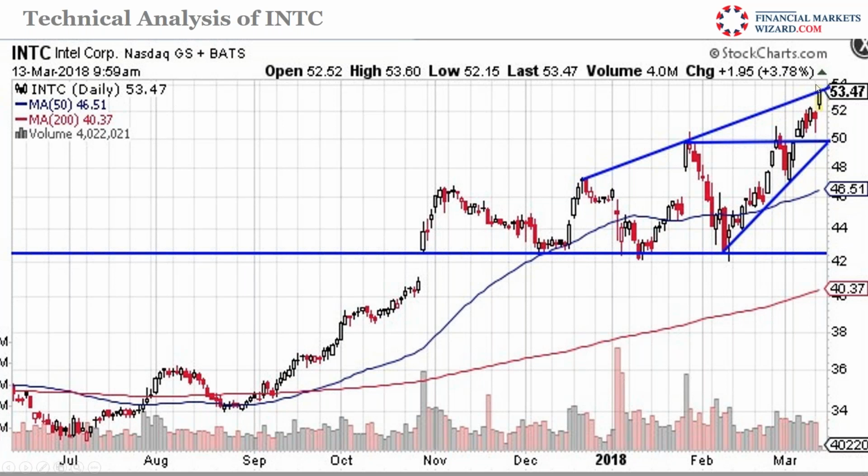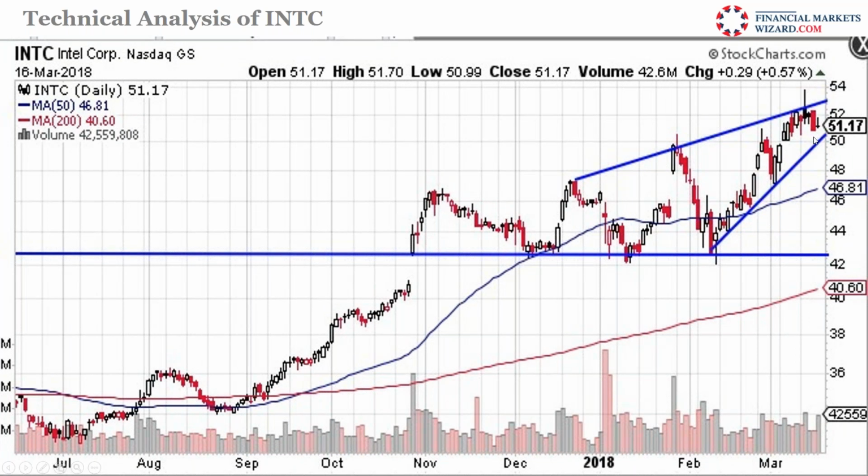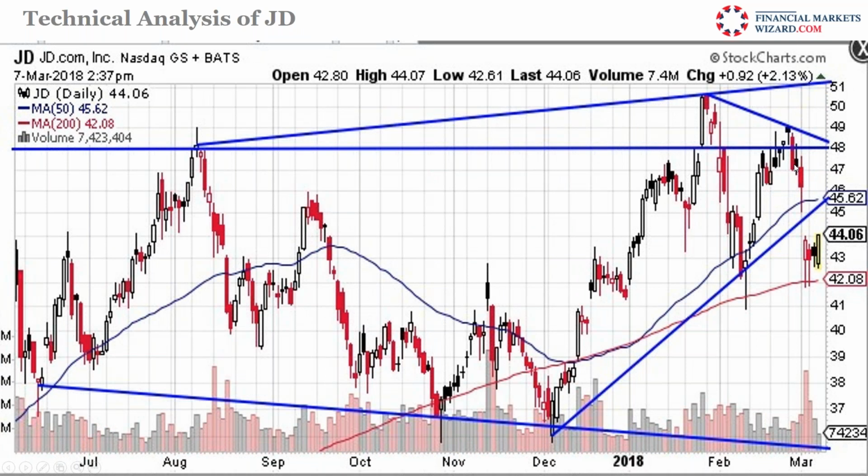Intel is trying to break. So this is the resistance line. It bounces off. So what it did, it's sitting here right now. This is 16th of March. If it goes like 50 here, touches, rests, and then reverses, then Intel will give you the entry to the long side.